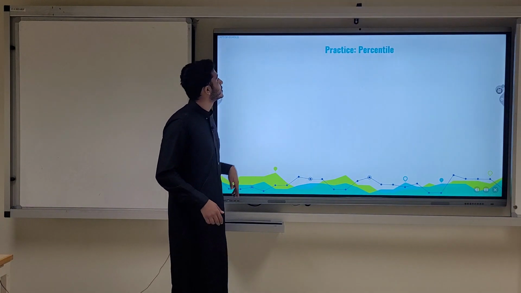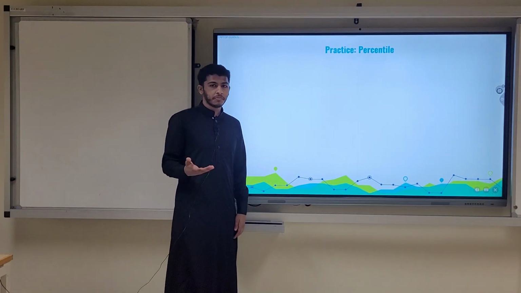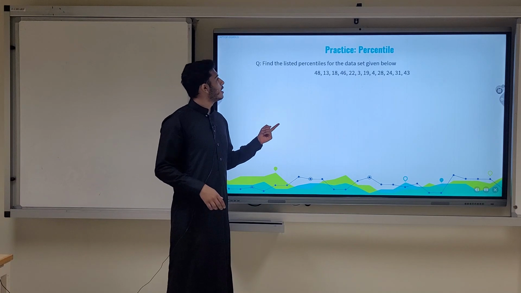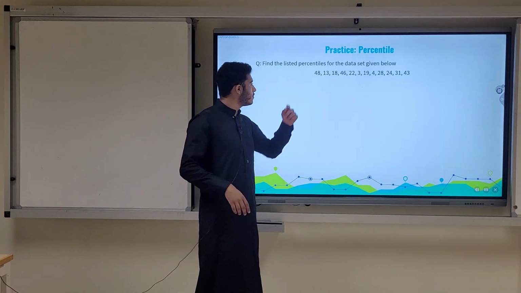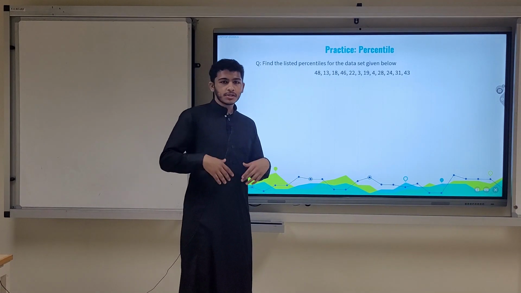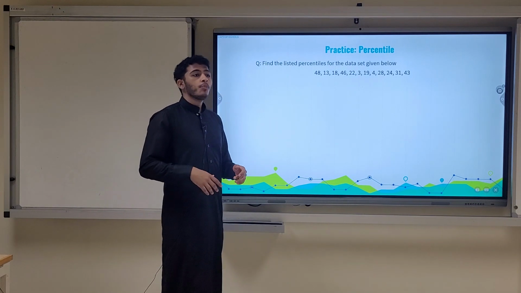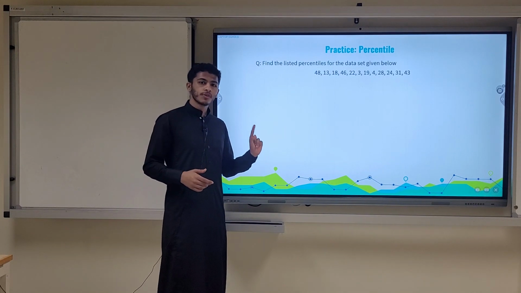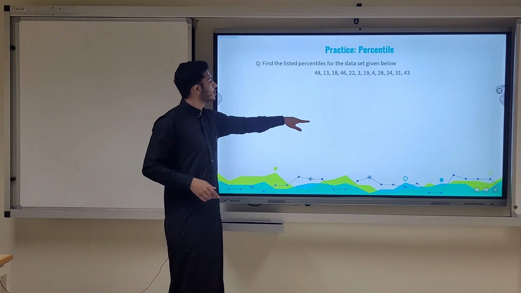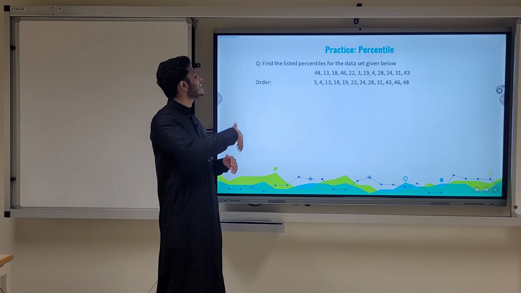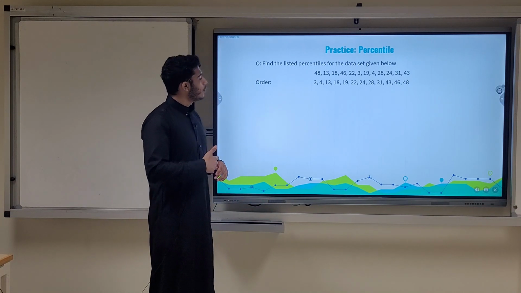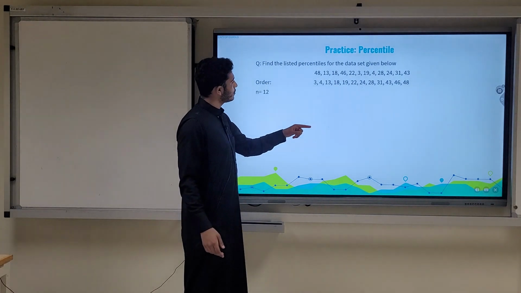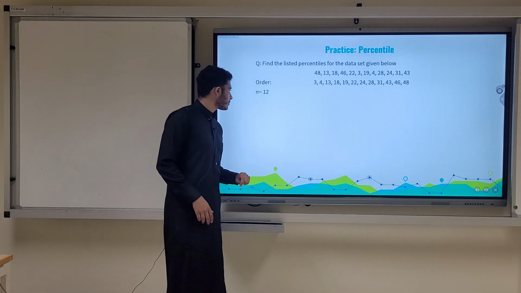So yeah, that's it. Now let's have a practice on percentiles. The question says, find the listed percentiles for the data set given below. As we have seen in quartiles, we had to first order the data set. Same thing goes for percentiles. We order them ascendingly, and we have to know how many data points we have. If we count them, hopefully you're going to get 12.